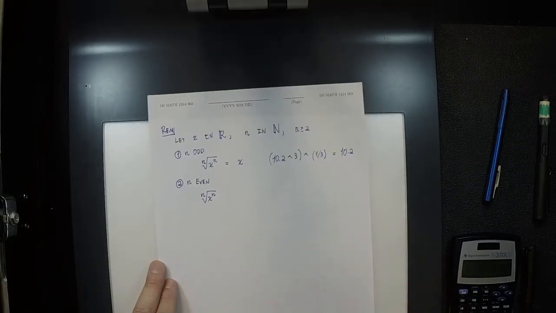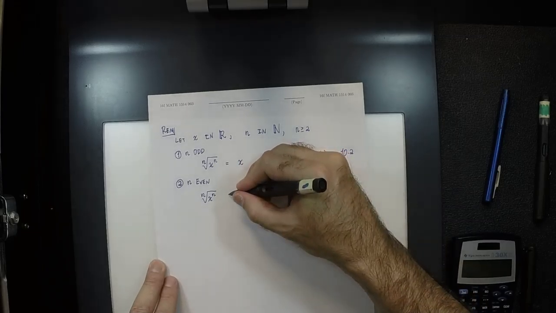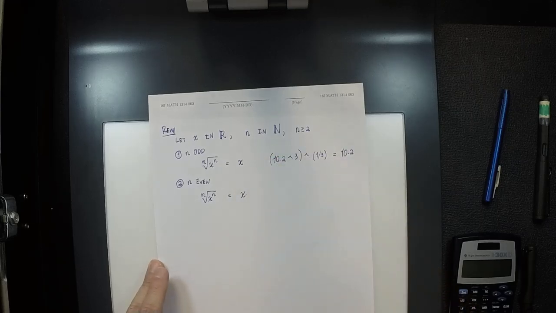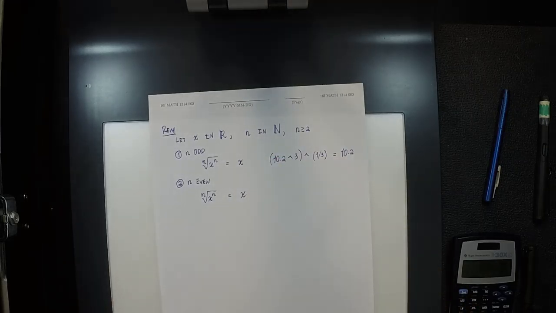In the case that n is even, what is the nth root of x to n? Okay, so I think I heard it's still x. Okay, this is not right. So let's think about this for a minute. Let's take 10. Square it. What do you get? 100. Now compute square root. What do you get? 10. Okay. So in went 10, out came 10.